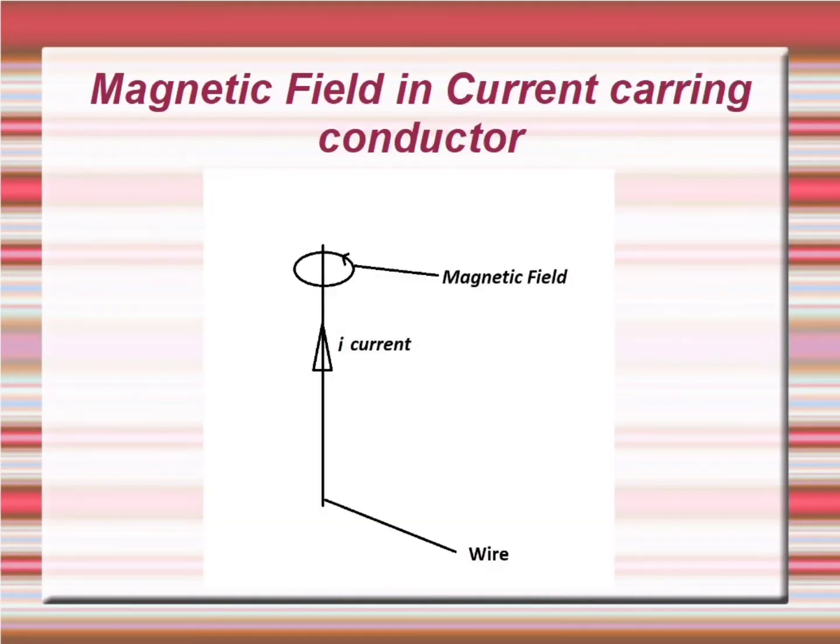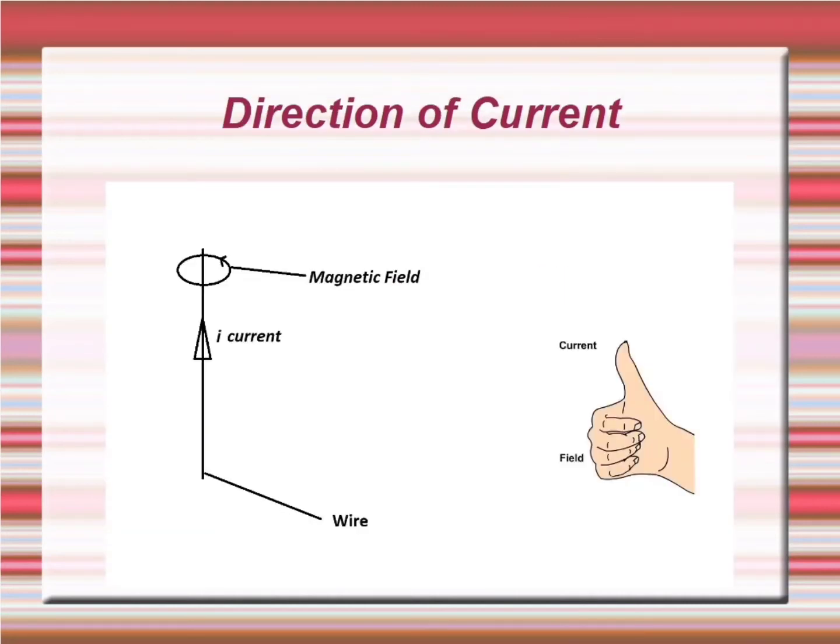Suppose there is a wire and the wire is carrying current I. This wire will generate a magnetic field around it. And the shape of this magnetic field will be concentric circles around the wire. The direction of this magnetic field can be found by using the right-hand thumb rule. If you hold the wire with your right hand, with fingers around the wire and thumb pointing towards the direction of current, then the curled fingers give the direction of magnetic field. The same can be observed in the figure.